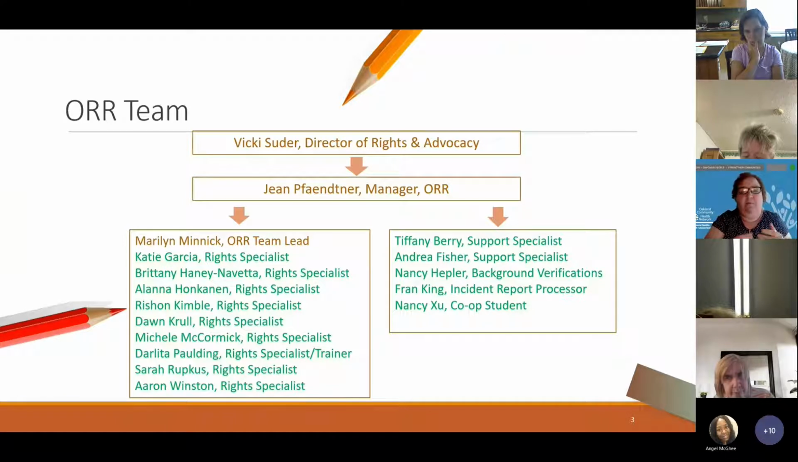And Nancy provides background verifications, because we do background checks to see if somebody has a substantiation. In other words, somebody said that they did something and we found that they actually did it. And then we have Fran, who does incident reports, and we always have a co-op student or an intern. So it's a 16-member team, and together we're responsible for the operation of the ORR the way it's supposed to be operated according to what Lansing and the law says.